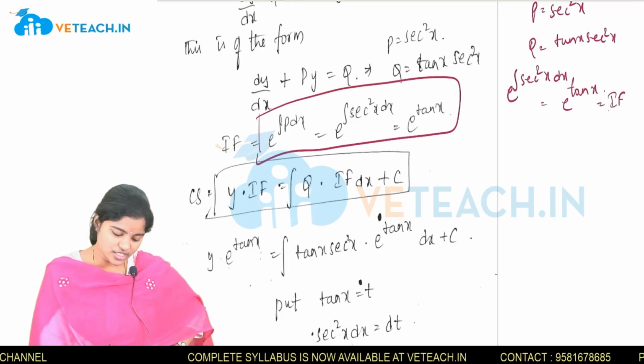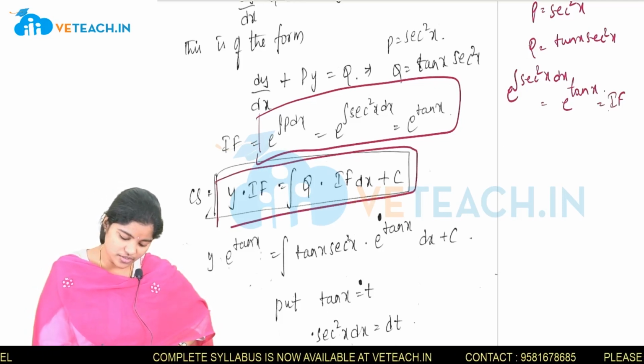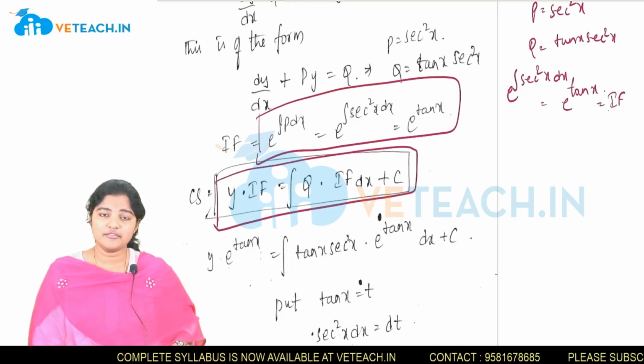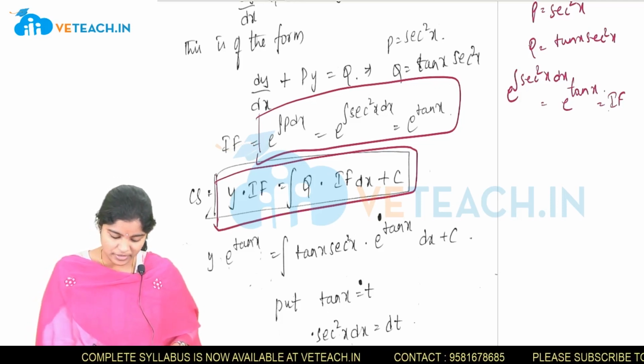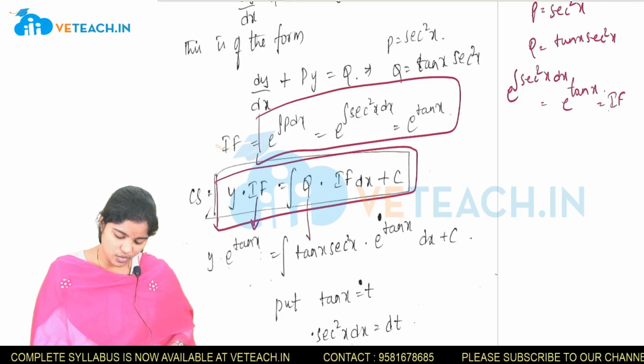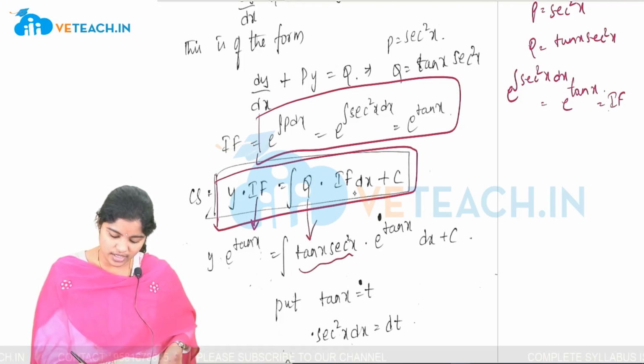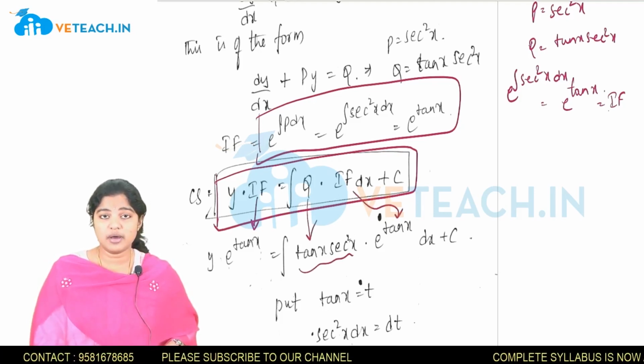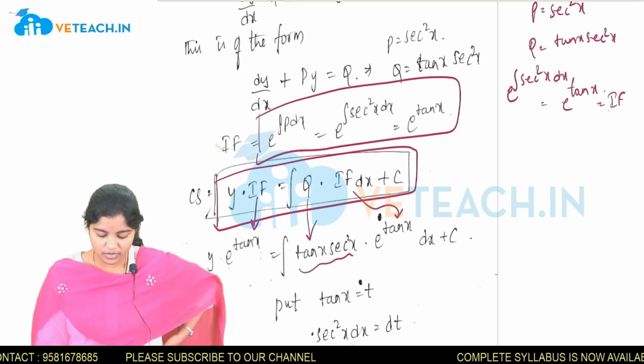Next, the solution for this equation is y into IF is equal to the integration of Q into IF into dx plus c. Now substitute the values. IF is equal to e power tan x, Q is equal to tan x into secant square x, and IF is equal to e power tan x. Now what should we do?